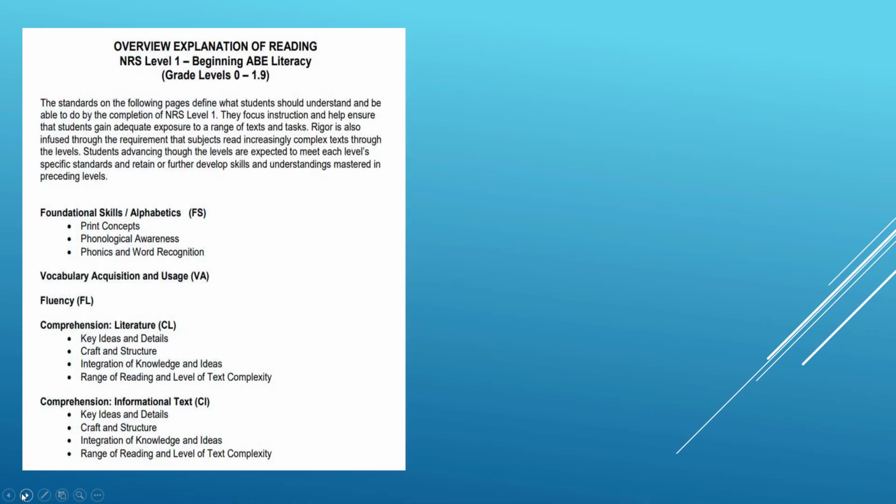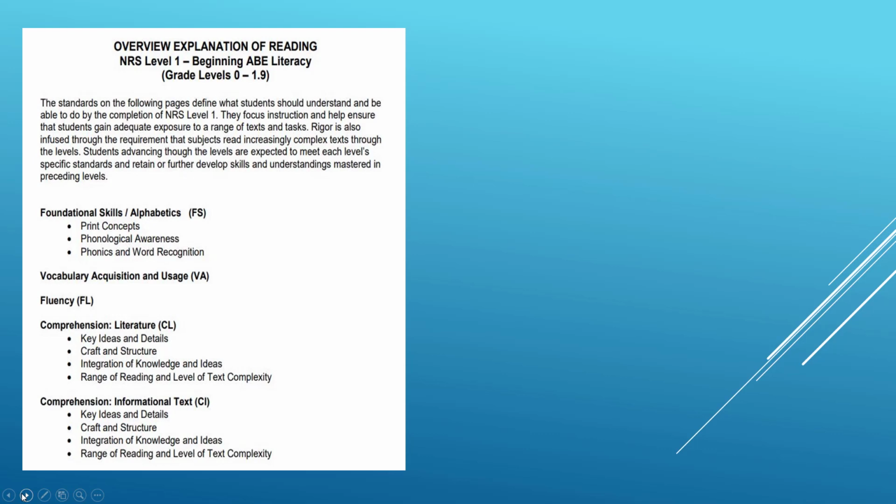Now, please turn to page 26. This is the overview page for the NRS Level 1 reading standards. It contains an outline of the domains covered in this level. There's also a useful reminder at the top of the page that students advancing through these standards are expected to meet each level's specific standards and retain or further develop the skills and understandings mastered in preceding levels. Each standard strand at every level has a similar overview page.